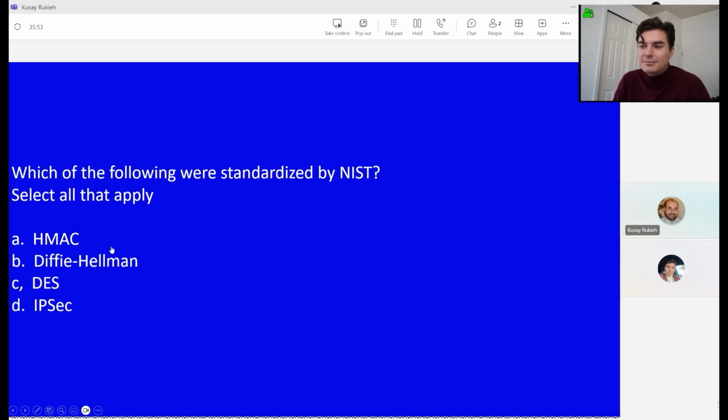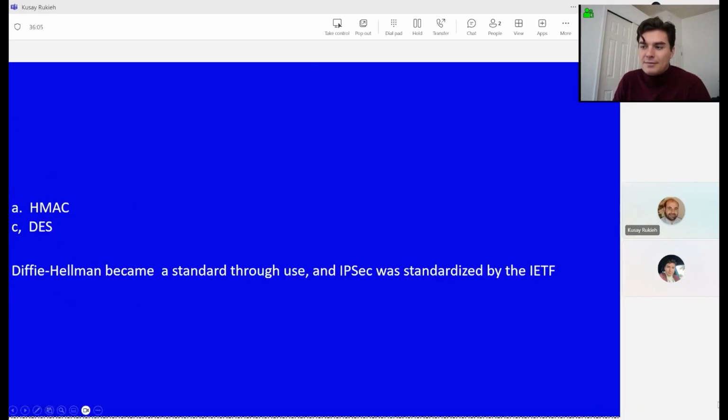Remember, back in the days, in the 1970s or something, we didn't have lots of technologies available. So NIST grabbed whatever was available to make it a standard. So HMAC and DES were the only predominant forces at that time. I see. IPsec is IETF. Remember, IPsec was made for the internet, right? So it was a much more mature technology, and Diffie-Hellman was for internet key exchange, right? So we can exchange the keys. Okay. Makes sense.